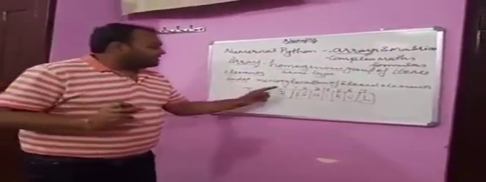Suppose I have written here RISHIKUL. If I start traversing it from left to right, then it should be 0, 1, 2, 3, 4, 5, 6, 7. Remember, positive index always starts from 0. 0 is the first index which we have to take. So, while traversing from left to right, it should be 0, 1, 2, 3, 4, 5, 6, 7.